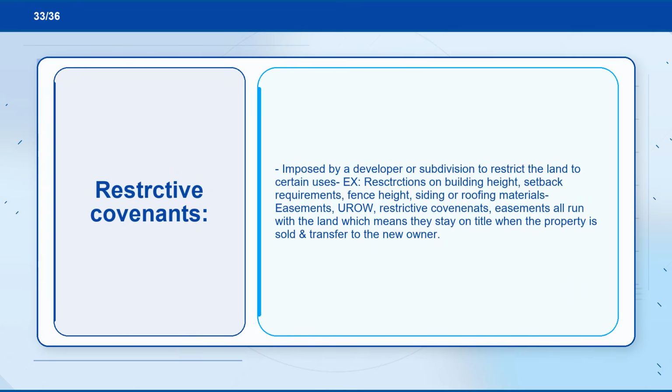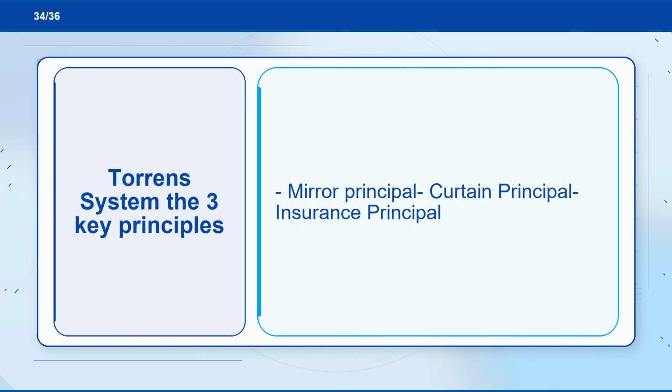Easements, UROW, restrictive covenants, easements all run with the land, which means they stay on title when the property is sold and transfer to the new owner. Flashcard 34. Term, Torrens system. The three key principles, definition: mirror principle, curtain principle, insurance principle.